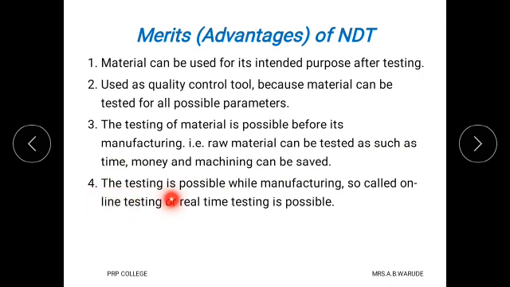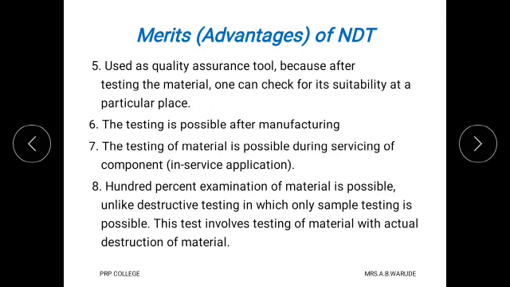Fourth, testing is possible while manufacturing, and therefore it is called online testing, or it is also known as real time testing. In this case, the material is tested while manufacturing. Fifth, it is used as a quality assurance tool because after testing the material, one can check for its suitability at a particular place.